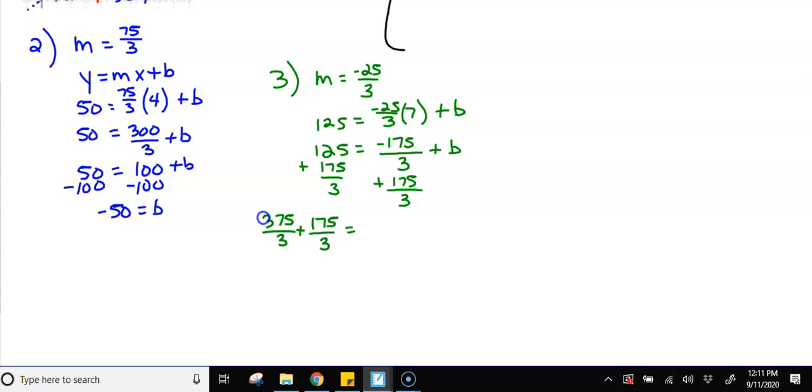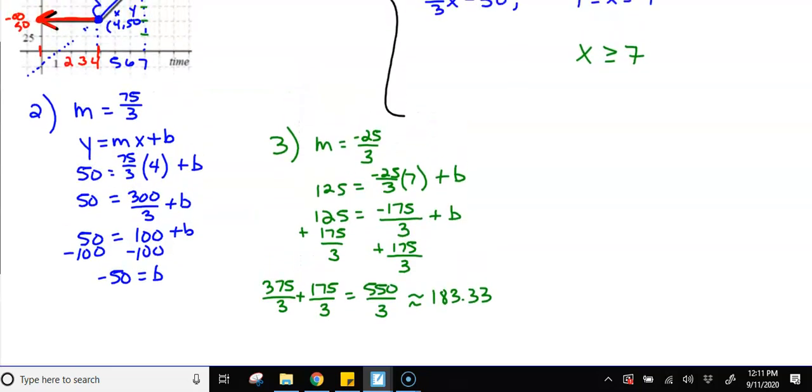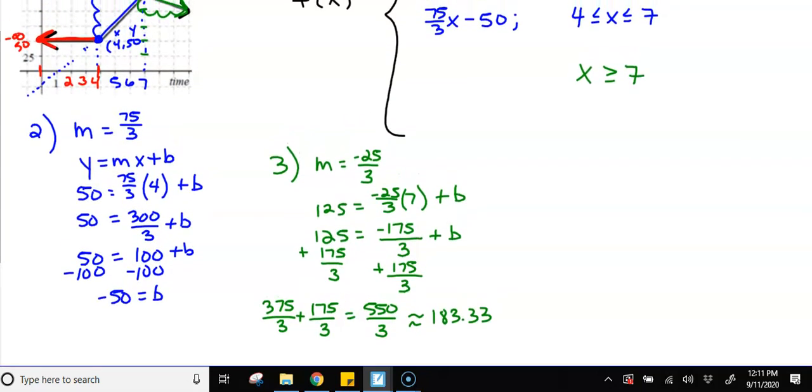And that will give us 550 over 3, which is approximately 183.33. So not a very nice location there for a y-intercept. So the final equation is negative 25 thirds x plus 183.33, and I'd be fine if you left that as a fraction as well.